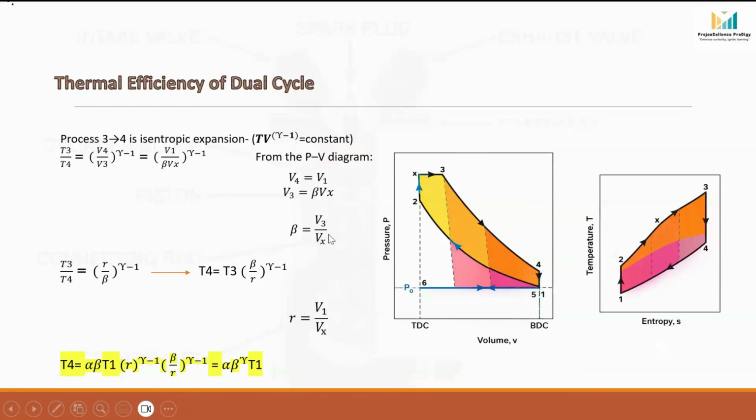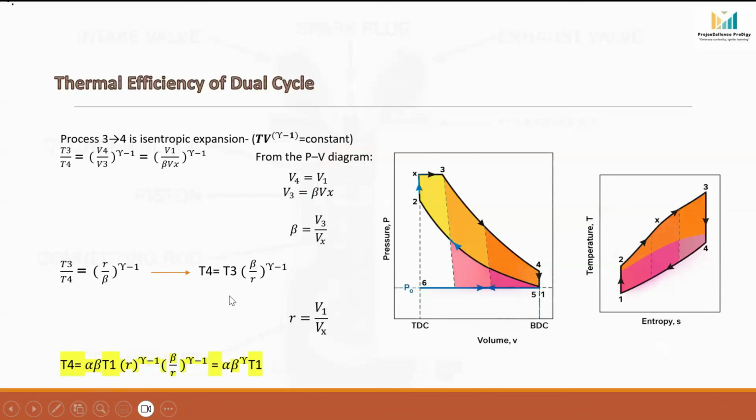And beta is equal to V3 by Vx, or V3 we can write beta Vx. So here V3 we can replace with beta Vx. And another term here, V1 by Vx will be R, the compression ratio. So T3 by T4 will be R divided by beta whole raised to power gamma minus 1. And from here, T4 value we can write T3 into beta divided by R whole raised to power gamma minus 1.